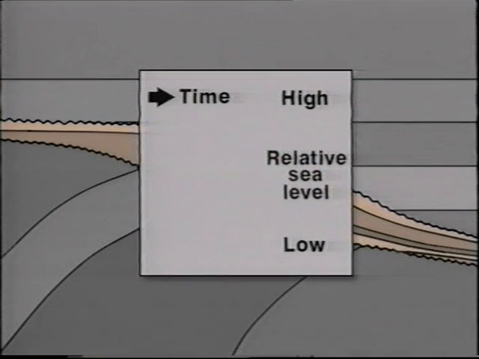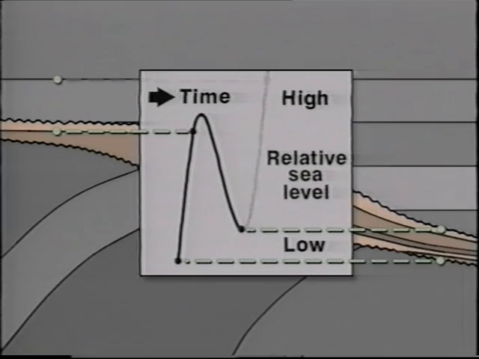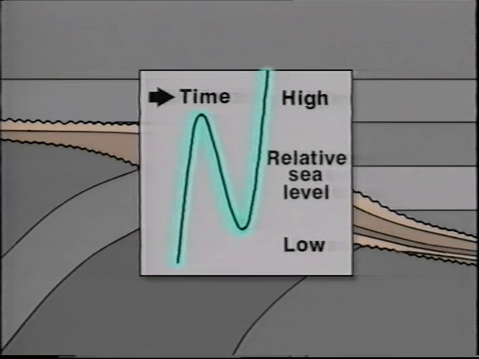So let's graph it, relative sea level against time. Here we say low relative sea level at this time, then a rise through this value at this time, a turnover and down to this low stand at this time, followed by a rise through this value here. One sequence cycle of relative sea level. So cycles of relative sea level obtained from seismic data.